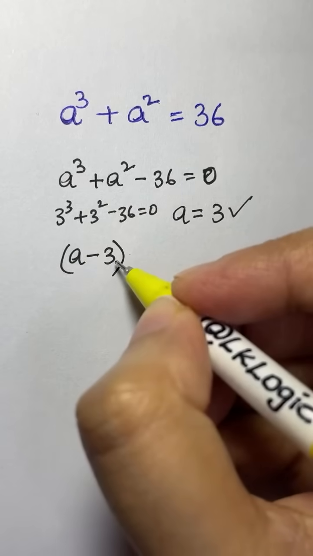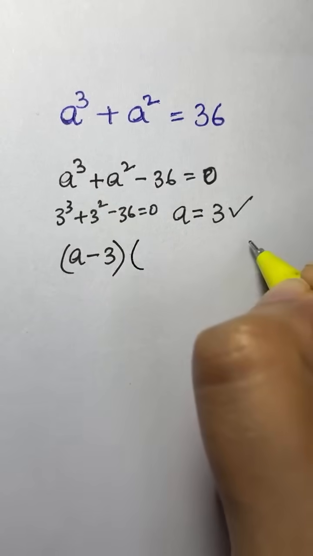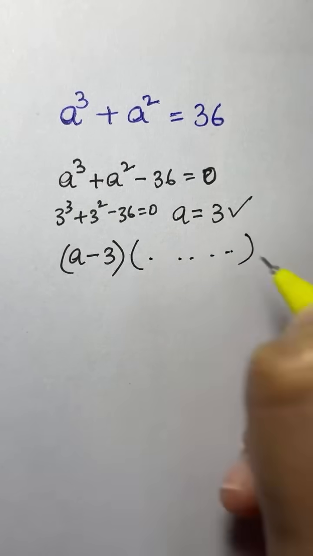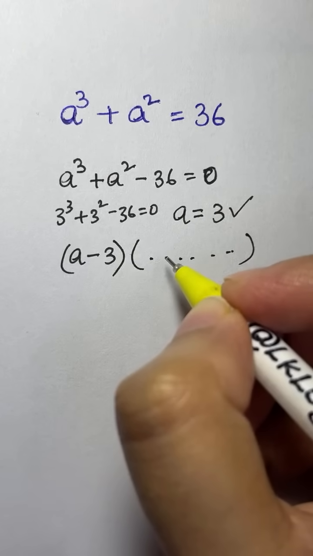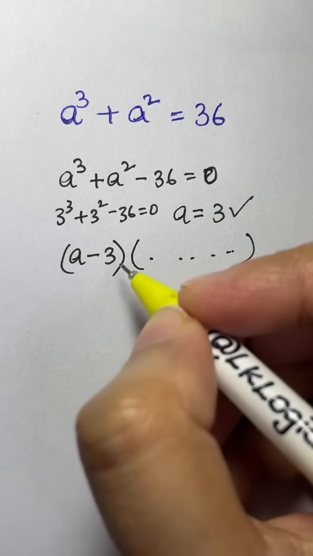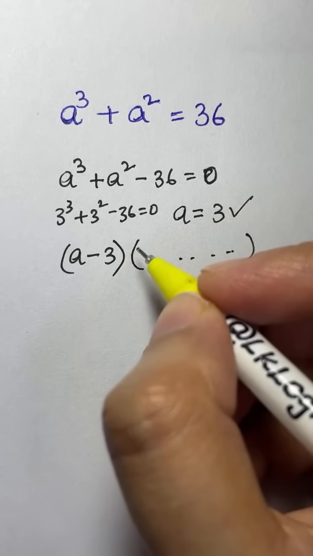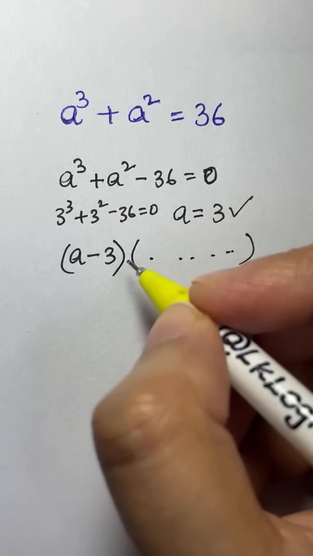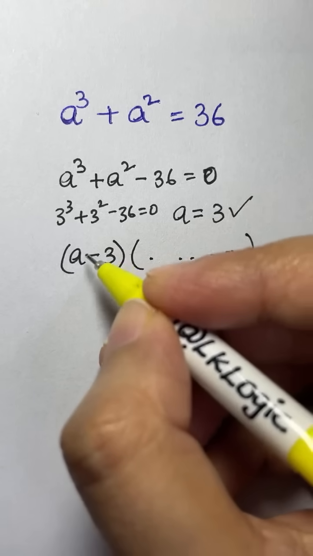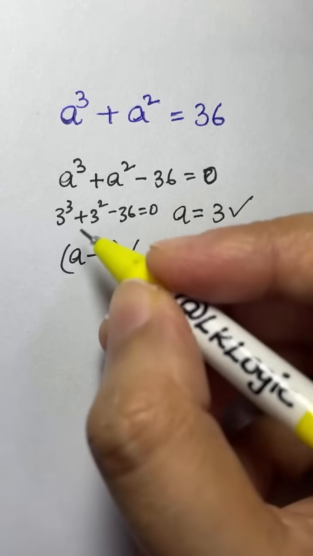Now we have one factor, and always factors are written like this, a minus 3, and you have something multiplied to that, and we don't know that. So how do we find what's multiplied to a minus 3? We can just use the long division method, or you can use the identity method. When you're using the identity method, you have to transform into two identities, that is a cube minus b cube or a square minus b square. Let's do it with the long division method.